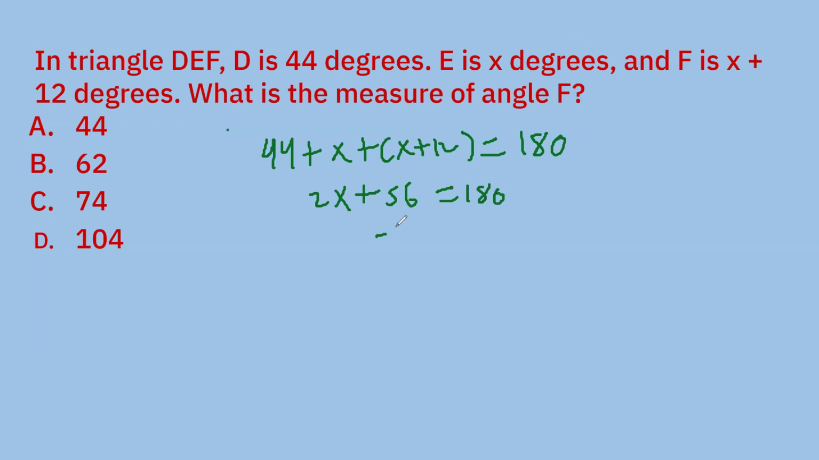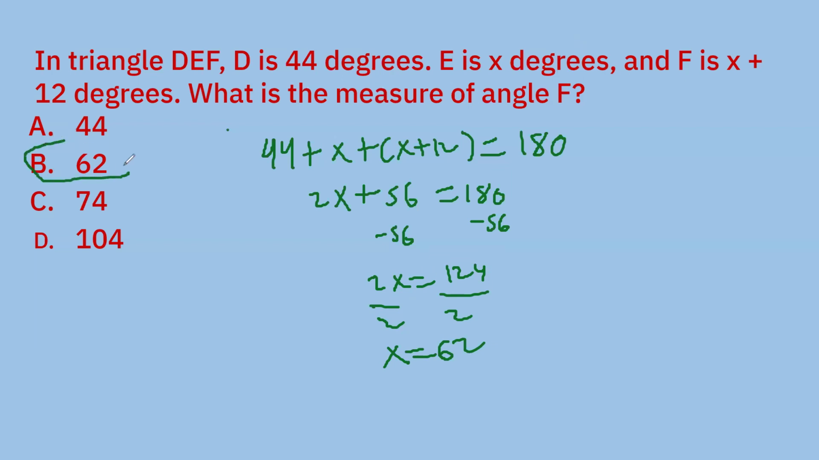Now you subtract 56, and you get 2x equals 124. Then you divide by 2. X equals 62, which is B. That's right. And now you're doing great. Getting through these questions nice and clean.